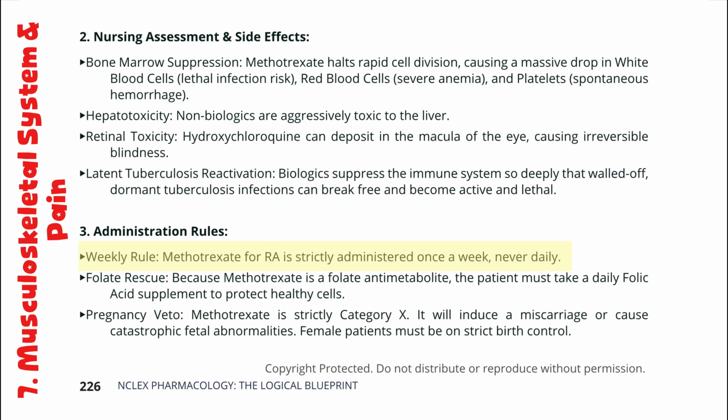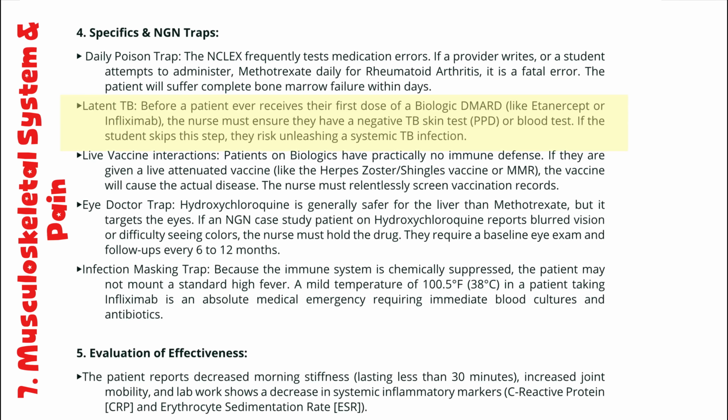Methotrexate for RA is once a week, never daily. Folic acid daily to protect healthy cells. Category X, strict birth control required. Giving methotrexate daily instead of weekly is a fatal error. Complete bone marrow failure within days.